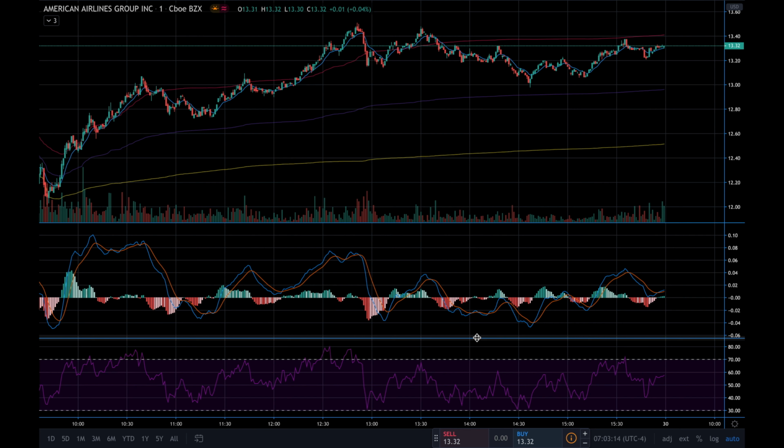So the four indicators which I want to talk about that I think are the most productive in illustrating the way the market's going to move, the way the stock's going to move, are the MACD, which is the moving average convergence divergence, the RSI, which is the relative strength index, the EMA, which is the exponential moving average, as well as the VWAP, which are these three lines here.